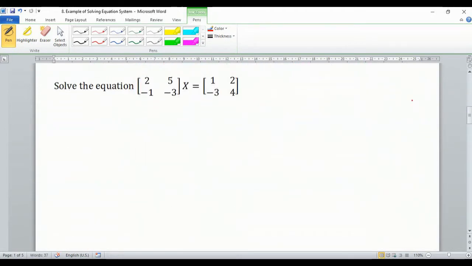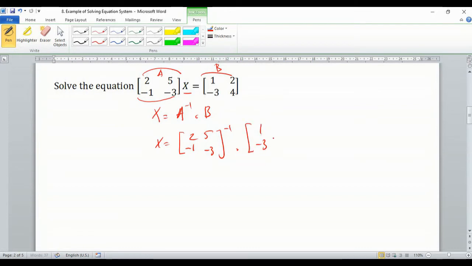They already give us the matrix form. Because the matrix is in front of the variable X, the result will be X equals A inverse times B. So this is A inverse, this is A, this is B. It's correct. So X is the matrix 2, 5, minus 1, minus 3, to the power minus 1, times B, which is 1, minus 3, 2, 4.